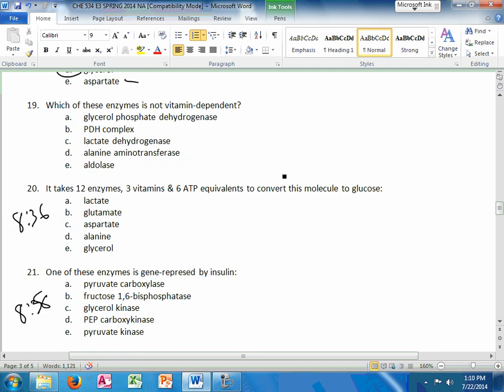Which of these enzymes is not vitamin dependent? The answer is aldolase. These dehydrogenases are both niacin dependent. Alanine aminotransferase is B6 dependent, so make sure to know that. It's the first time we see B6, so he'll most likely ask about it. And PDH is B1, B2, B3, and B5.